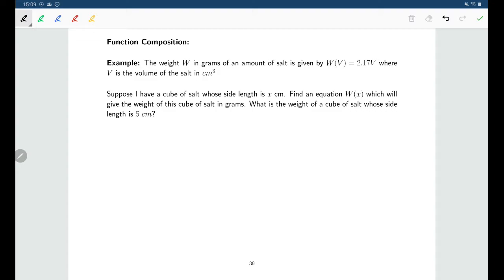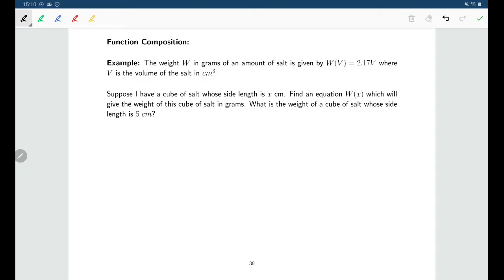Now, if we're thinking about our salt being shaped like a cube, so we've got a cube of salt and the side lengths are x centimeters, what I'd like to now come up with is a function w of x. In other words, the original function took volume as an input and gave me the weight of salt as its output. Here I want a new function that takes the side length of my little cube of salt as its input and gives me the weight of salt as its output. So let's just start off with this.